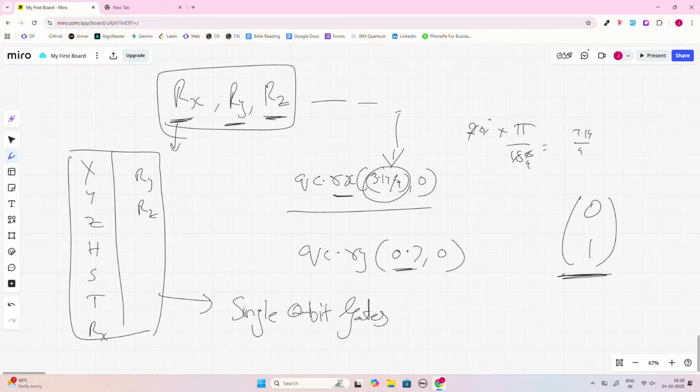I hope you guys have written everything, right? So why do we use the T gate?